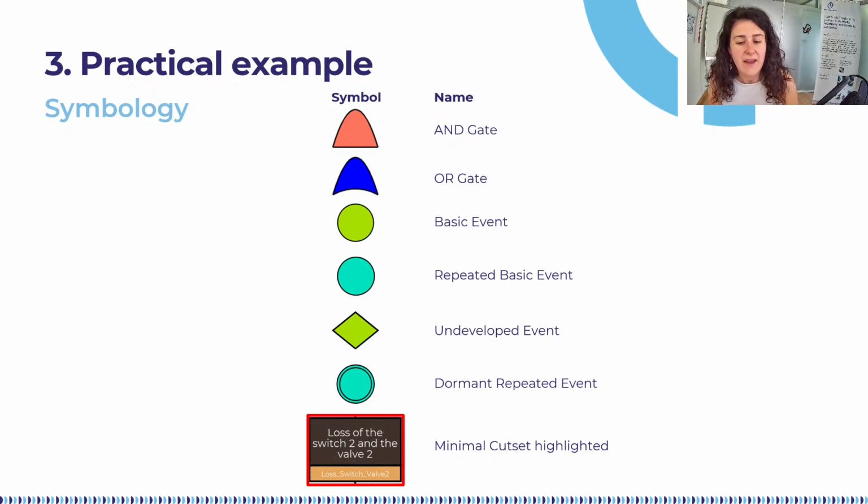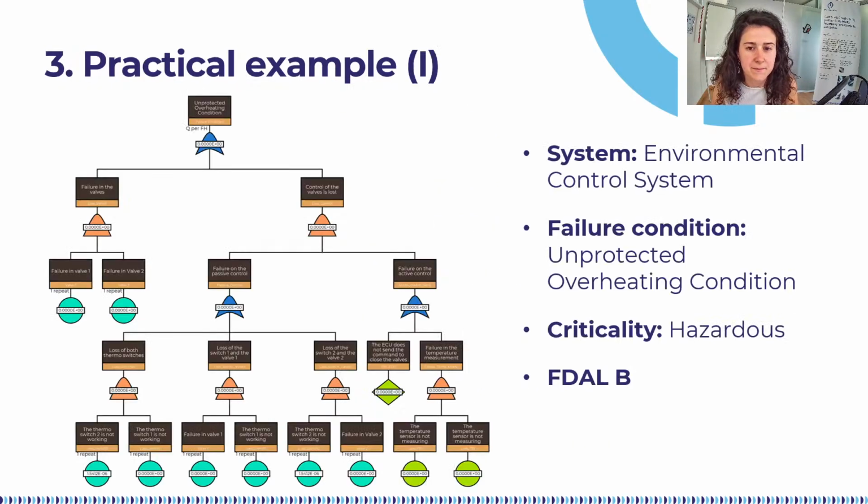Then if you have an item that will fail, but you won't be able to notice, this is a dormant event. Repeated event, because it's blue. And then the last one, the box with the red highlight, is a minimal cut set highlighted. You will see it in the fault trees.